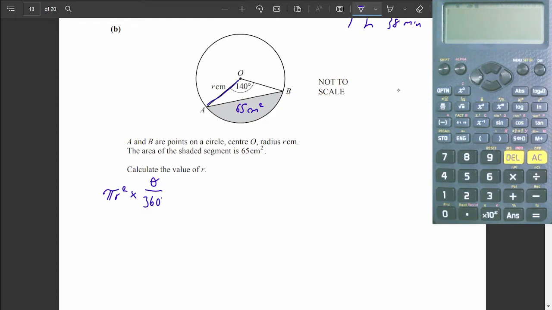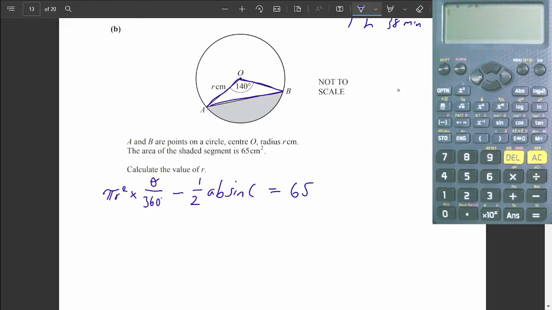Then from that, of course, we will have to subtract this triangle, and then we'll be left with the area of the shaded part. How do we work out the area of a triangle? Half base times perpendicular height. Or if you don't have perpendicular height, we do the other formula, which is half ab sin C. Once we've done that, we'll get the answer of 65 centimeters squared, as they told us.